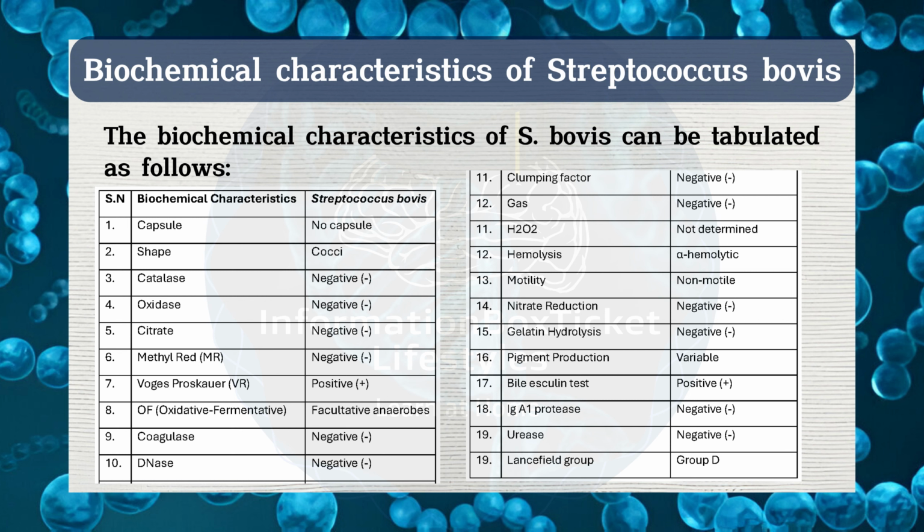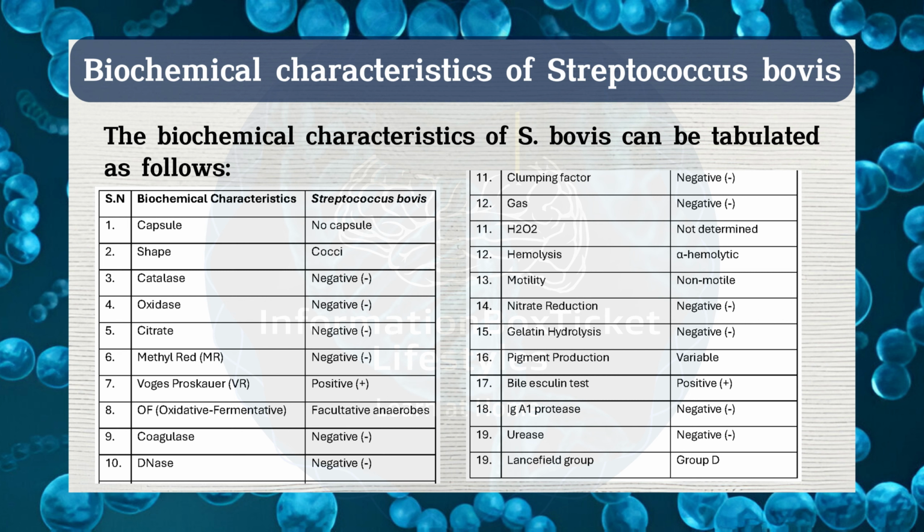Furthermore, it demonstrates negative results for oxidase, citrate utilization, methyl red (MR) test, and DNase activity. Interestingly, it shows a positive reaction for the Voges-Proskauer (VP) test, suggesting the presence of acetoin production. Functionally, S. bovis exhibits facultative anaerobic behavior in the OF, oxidative-fermentative test. It is also negative for coagulase, clumping factor, and gas production, while its hemolytic activity is typically alpha-hemolytic.